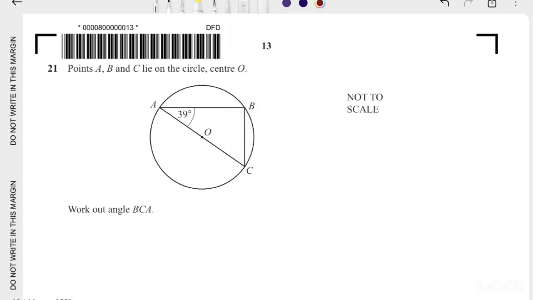Points A, B and C lie on a circle with center O. Work out angle BCA. So we have to find this angle. If you see that, angle subtended by a diameter on a circumference is always 90 degrees. So this angle would be equal to 90 degrees. Now you can easily find out this angle.